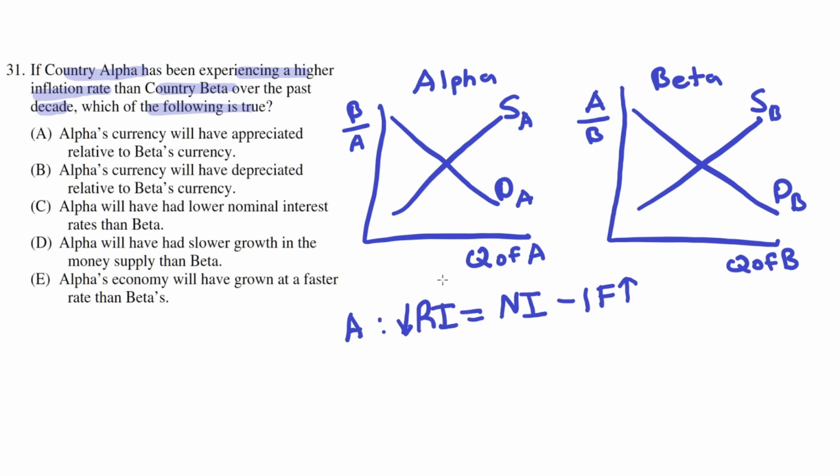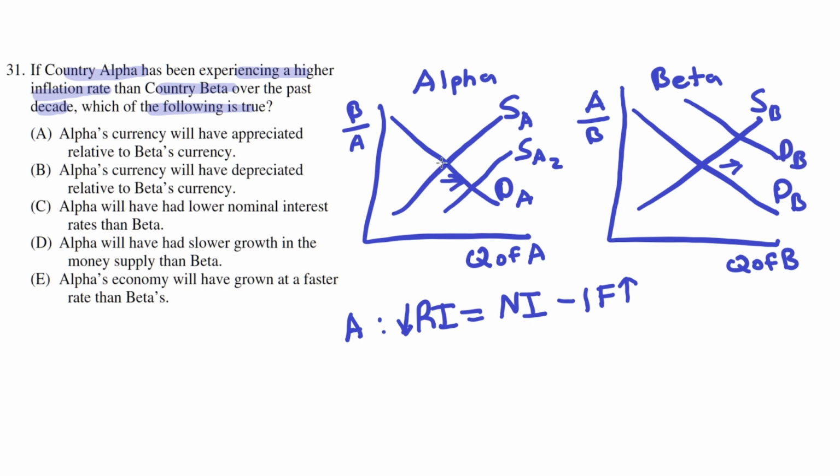Because the real interest rate is lower, the demand for country alpha's currency is lower, and this can also be represented by an increase in supply, because the people in country alpha would supply more of their currency in exchange for beta's currency. So because of this increase in supply, the supply of country alpha's currency would shift to the right. Now on beta's side, because it has a higher real interest rate, there would be a greater demand for their currency. So this can be represented by a shift to the right of their demand.